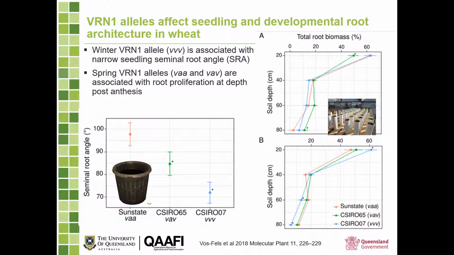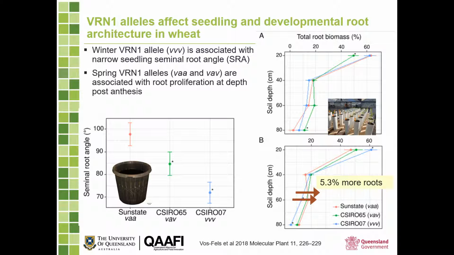And you can see that it's the NIL with the winter type that's got the narrower root angle that we're generally after. But if you put those plants then in these tubes and grow them through to maturity, and look at their total root biomass at different depths, at anthesis there's not a lot of difference between those genotypes. But once you take them through to maturity, you can see that the winter wheat hasn't changed much from anthesis, but both of the spring types have grown more roots between anthesis and maturity. So this is a trait that we're after.